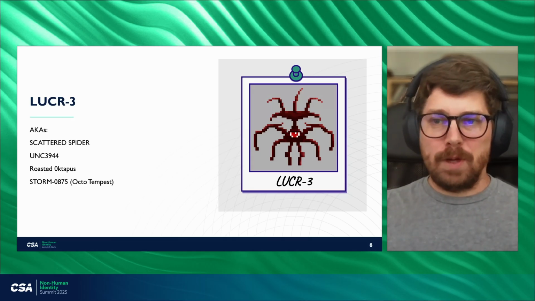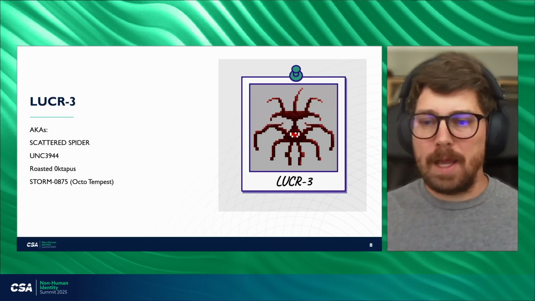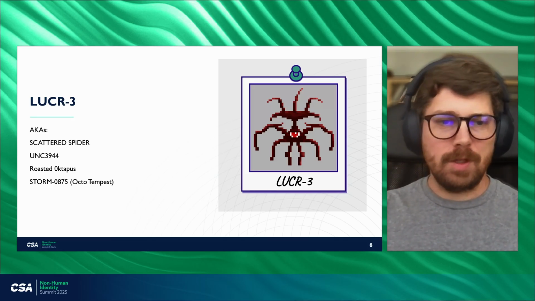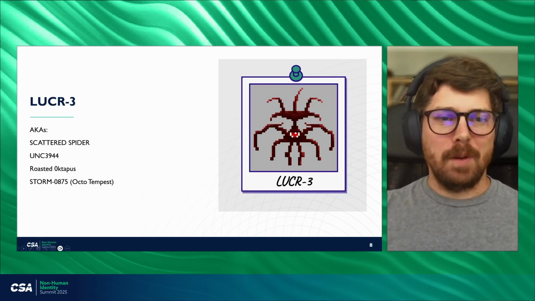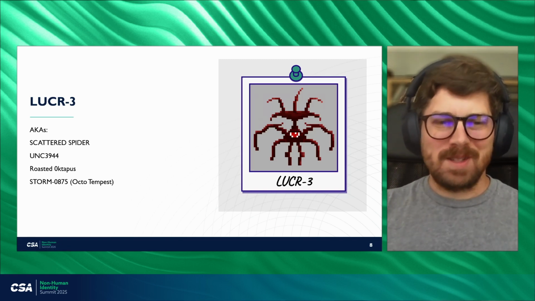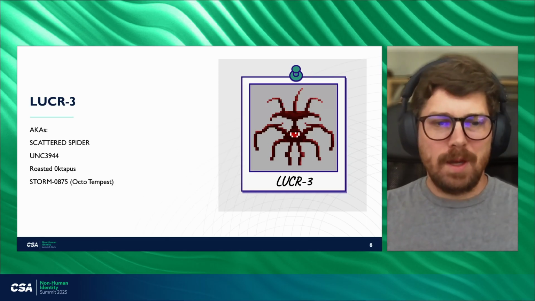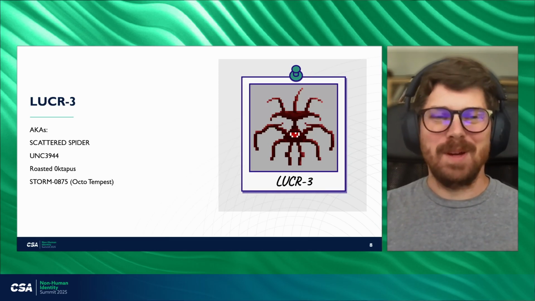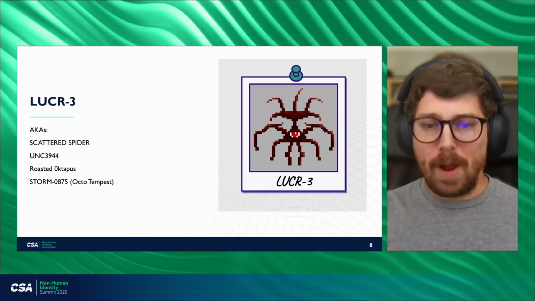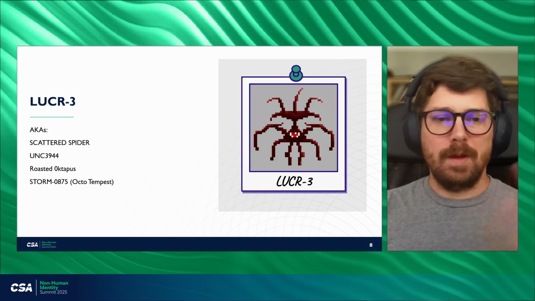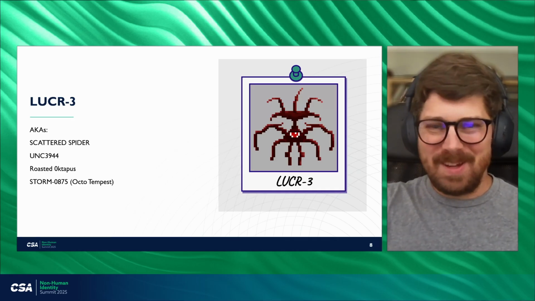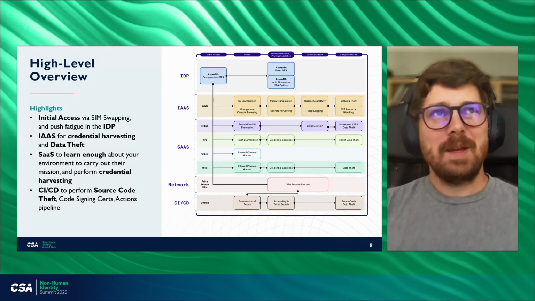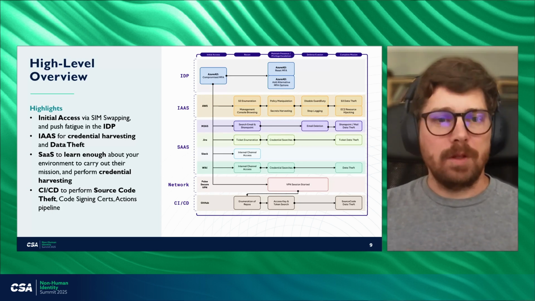So, okay, Lucre 3. You're going to hear me say Lucre 3 a lot. That is our name for this group. So if you hear me say Lucre 3, just know we're talking about somebody you probably know better as Scattered Spider, or if you're a Mandiant shop, UNC3944. Some people call this group Octopus, Roasted Octopus, various forms of Octopus. And then Microsoft has changed names a couple of times here, but Storm-0875 is their primary name for this group. But you may know them better from the Octo Tempest days too. That's all your AKAs for this group. I know we've got a lot of different names for various threat groups, and that could be hard to follow. So let's talk about what a real attack looks like from this group.